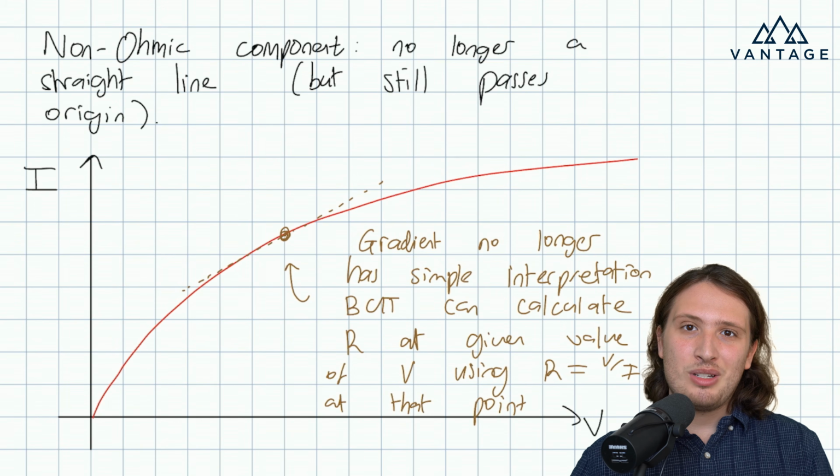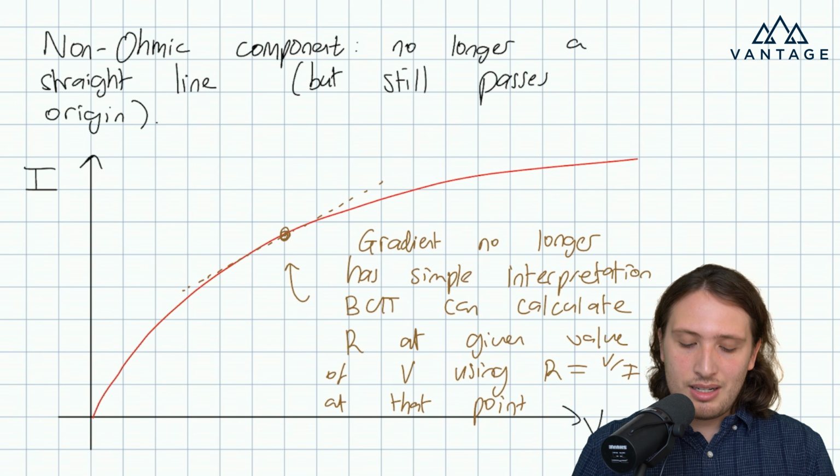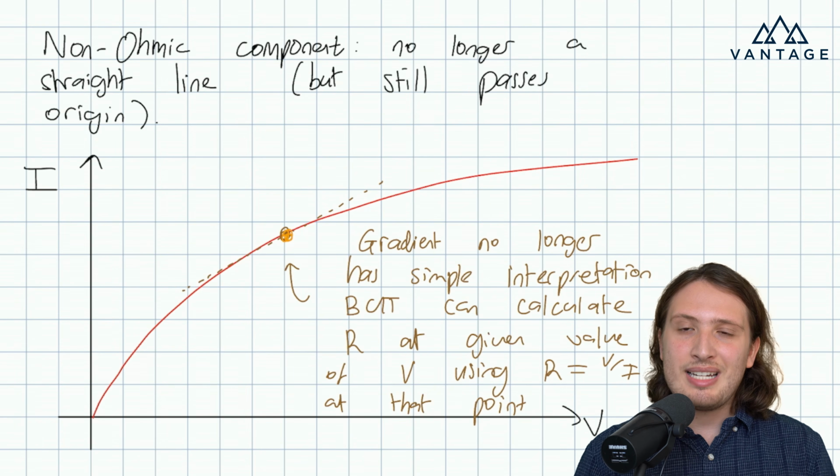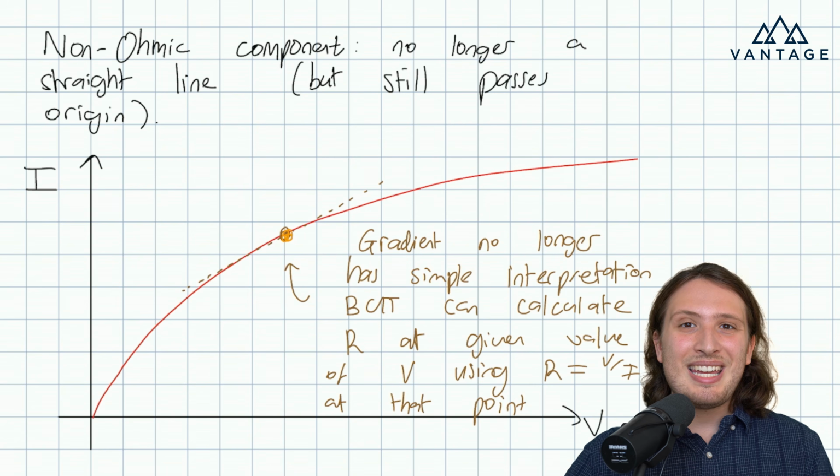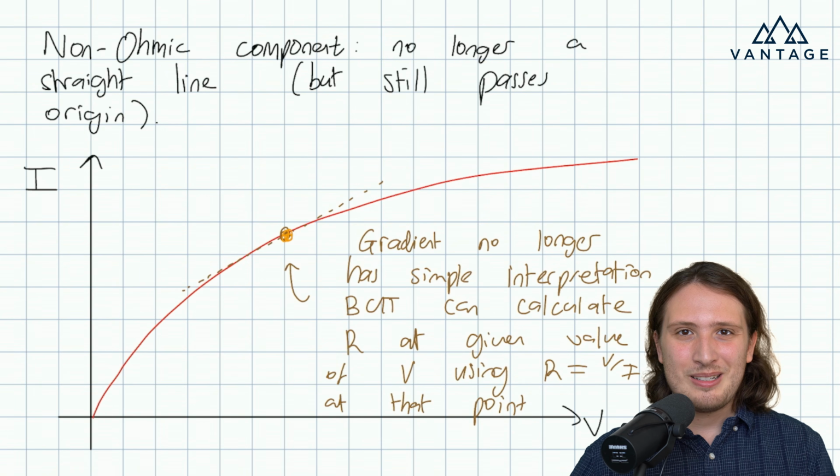However, if you want to work out the resistance for a particular value of V, all you need to do is go to that particular point and do the value of V divided by the value of I, because the relationship V equals IR still holds. Since V equals IR relates the three most important circuit quantities, potential difference, current, and resistance, it provides a vital tool for determining unknowns. We can apply it across any component in the circuit.